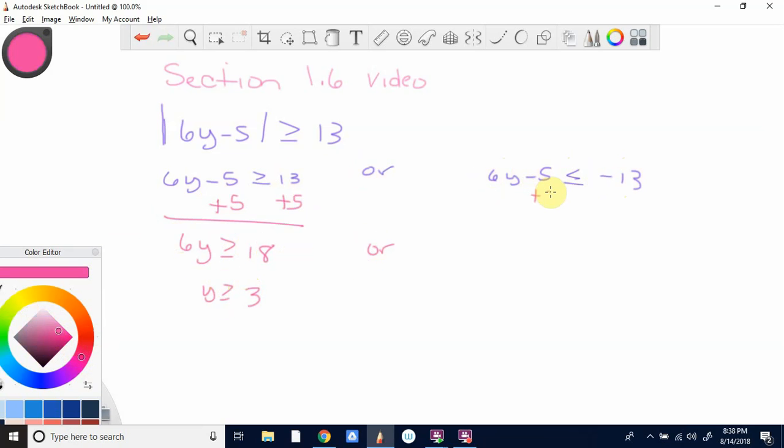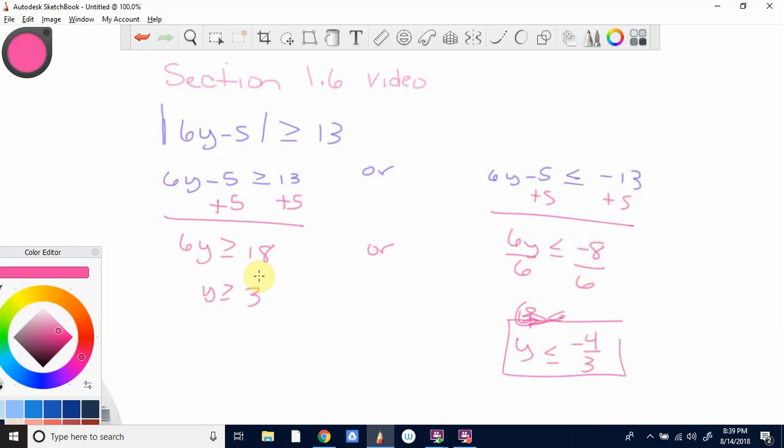Or we add 5, we get 6y is less than or equal to negative 8. We divide by 6, and I'm just using some basic algebra skills here. Whoops, sorry. This should say y less than or equal to negative 4/3, and I just simplified in my head. So you have two solutions here.